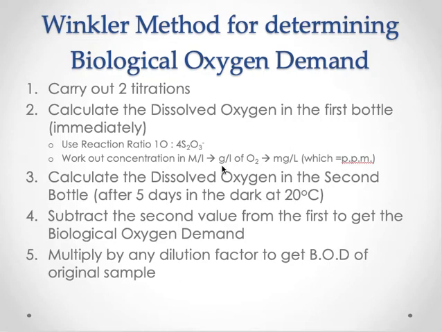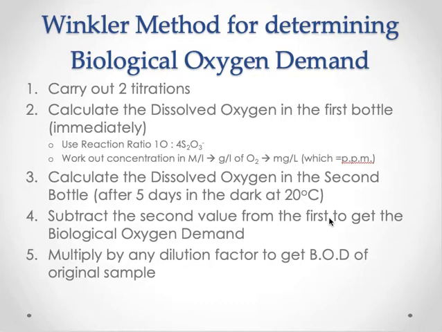We're going to look at the Winkler method for determining biological oxygen demand, and we're going to look at some sample questions. We're going to look at three different levels of question. The very first one is really easy in that it will give us titration results for the first titration in the Winkler method and the titration after 5 days. So all we have to focus in on in order to work out the biological oxygen demand is step 4 here, which is subtracting the second value from the first value.